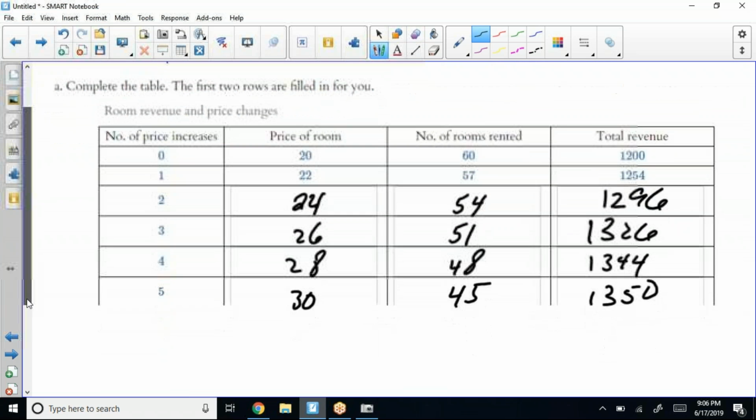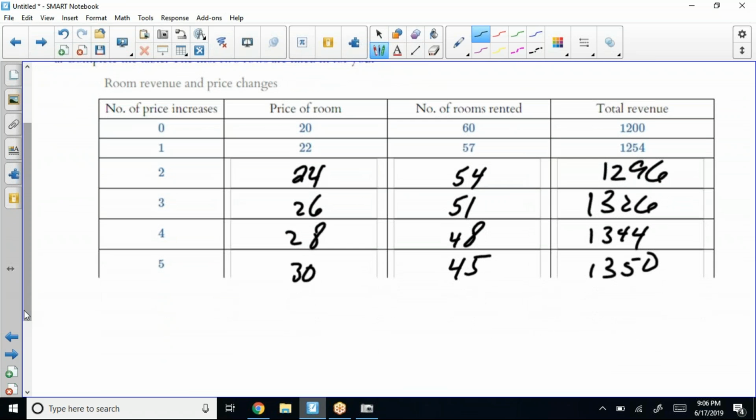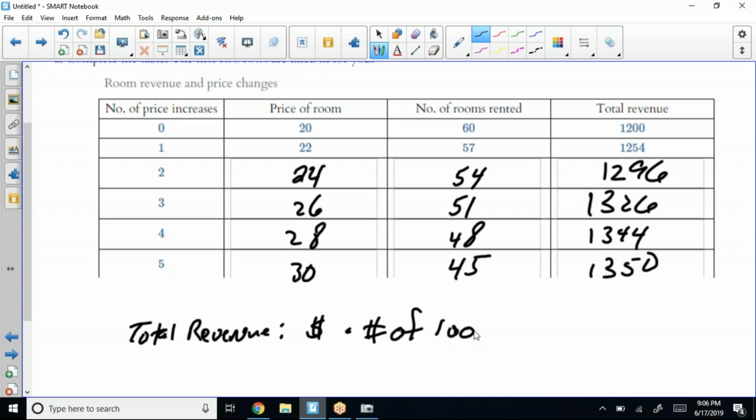So what we have to do is figure out a pattern, okay? Total revenue is the price of the room times the number of rooms rented, right? So that's what total revenue is. That's price times number of rooms, right? Yes, sir. Okay.